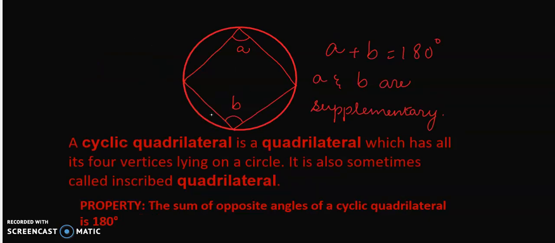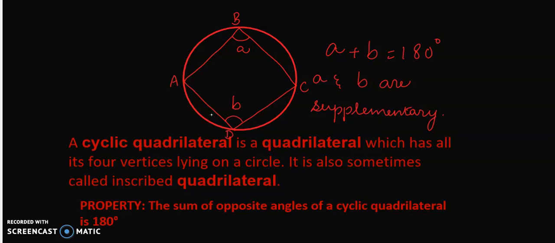The next rule is the cyclic quadrilateral. Now in this figure you can see a circle with a cyclic quadrilateral, and a cyclic quadrilateral is a quadrilateral which has all of its four vertices lying on a circle. As you can see, these are the vertices A, B, C and D, and all four of them are touching the circumference of the circle.